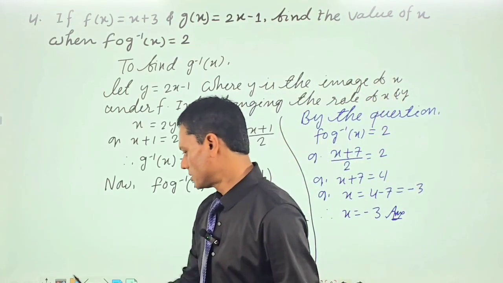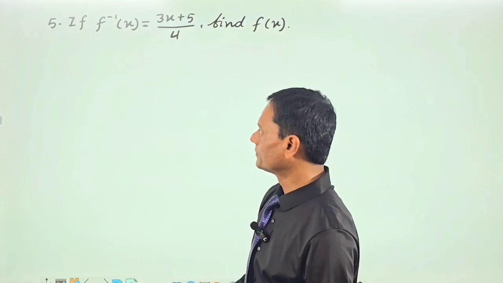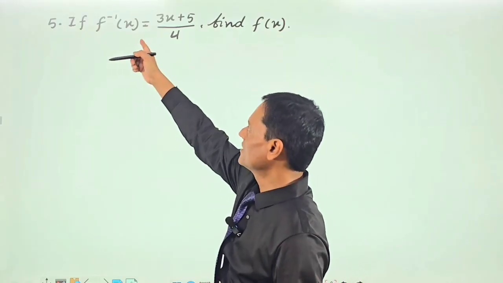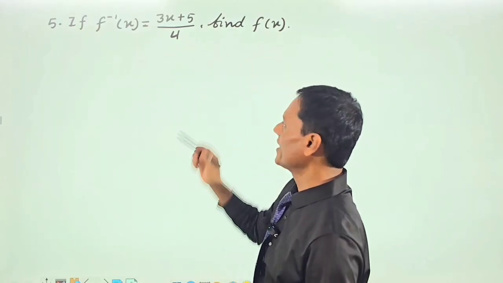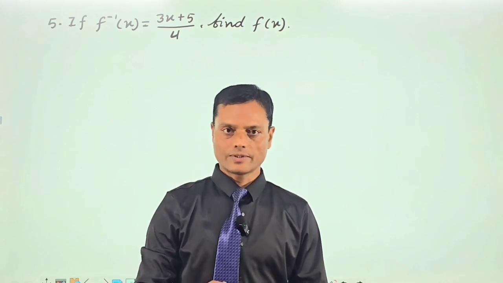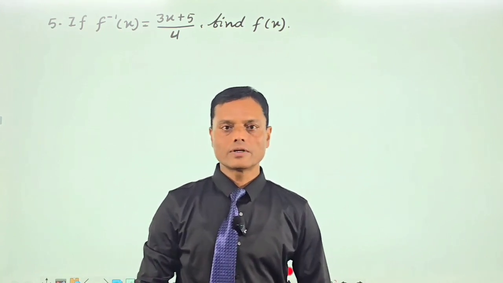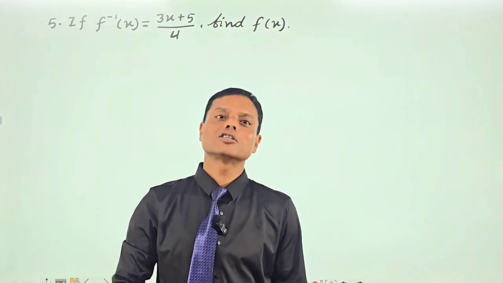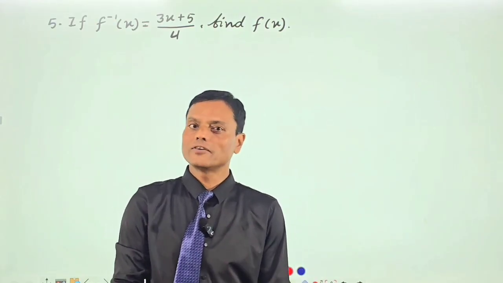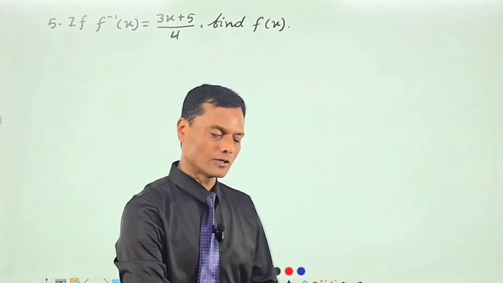Moving forward, the next question we have here: if f inverse x equals (3x plus 5) by 4, find fx. So the inverse is given, isn't it? So how to find fx? If the inverse is given, we are going to find the inverse of the inverse. So the inverse of the inverse is the function itself. Not to forget, okay?